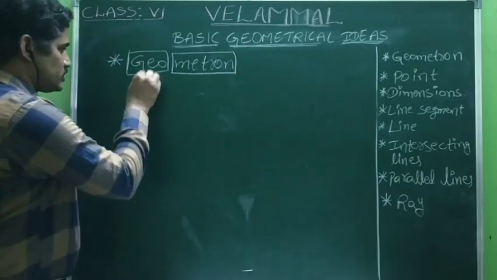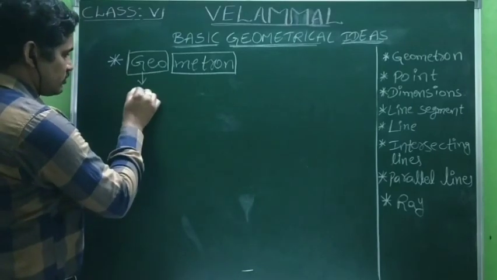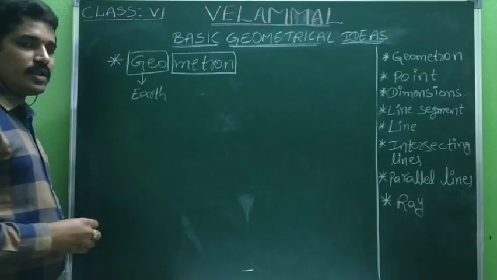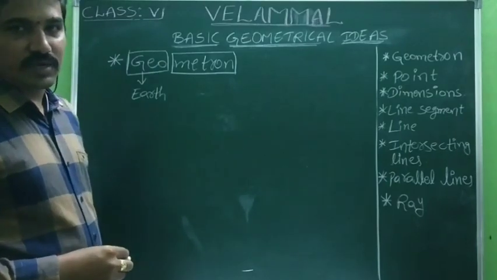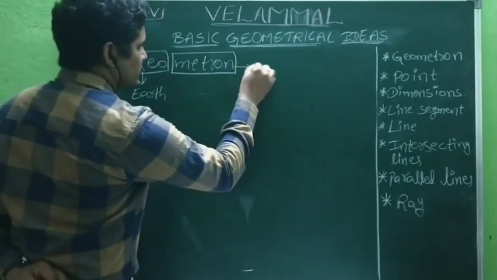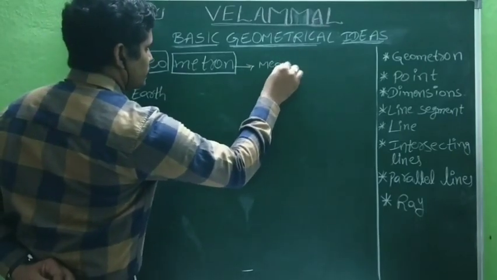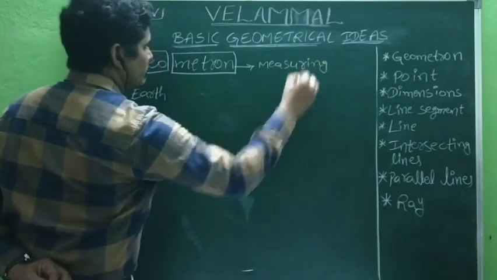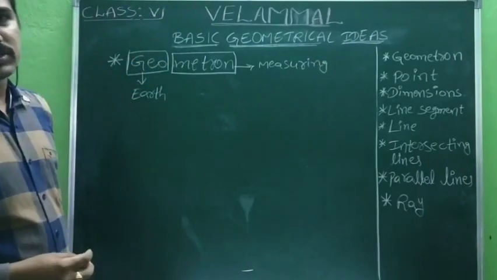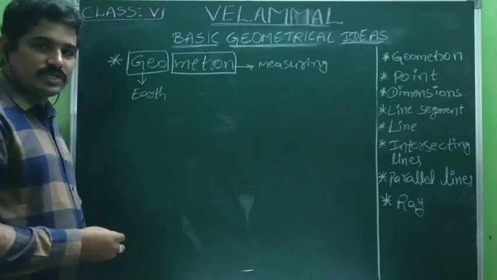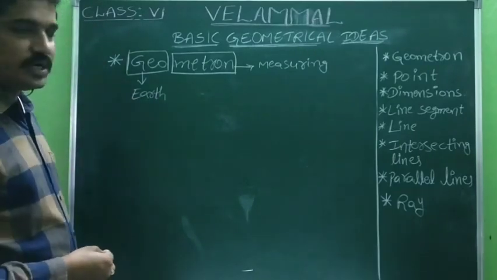These two words have different meanings. Geo means earth. We already know this from geography, which we read in social studies. Geo is nothing but earth, and metron is nothing but measuring. So finally, geometry, or geometron, means measuring the earth. For measuring the earth, geometry was first introduced.